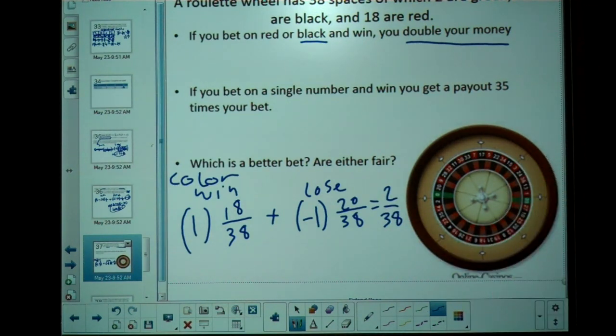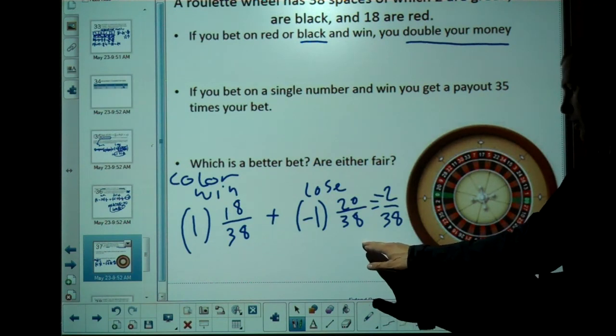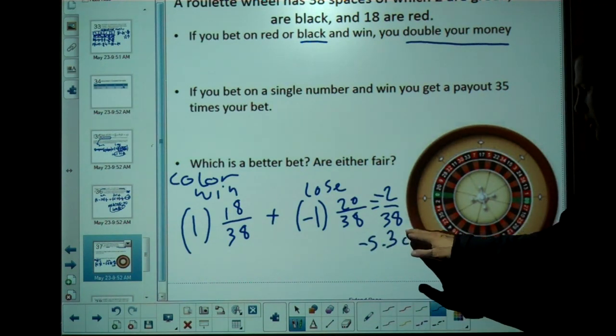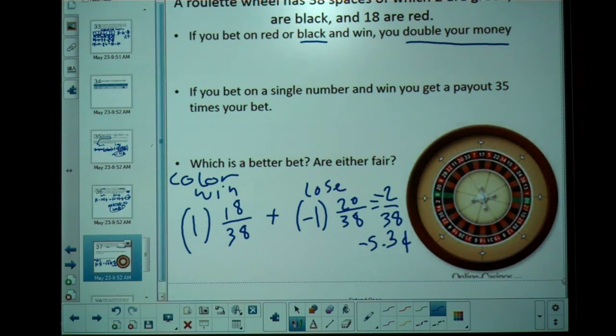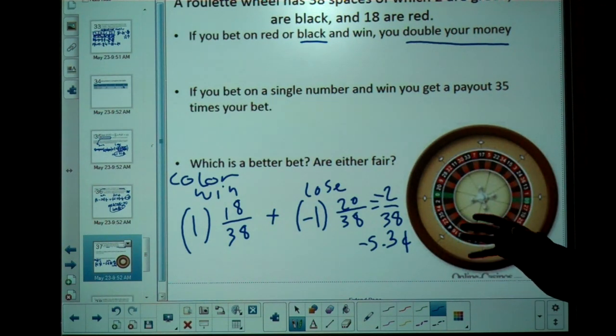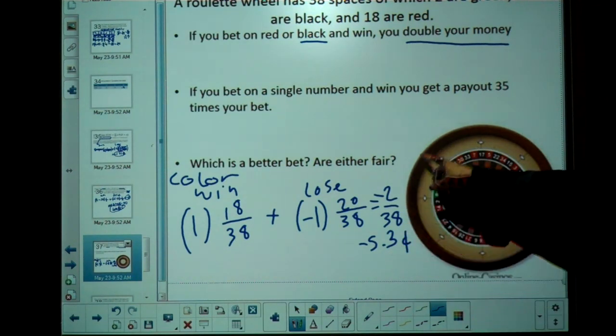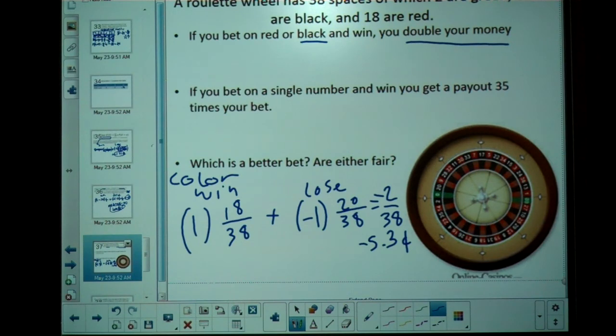Let's turn that into a decimal so we can understand it a little bit more easily. Looks like we would lose about 5.3 cents. Excuse me, that's a negative. So we would lose 5.3 cents. You say, well, hey, that's not much. That's not bad at all. It is bad, though, because people are going to play this game over and over and over again, and they're going to win enough to where they believe that they can. This is how they get you. And so over time, this guarantees the roulette game will make money for the owner of the game, in this case, probably a casino. So that's the outcome for betting on a color.